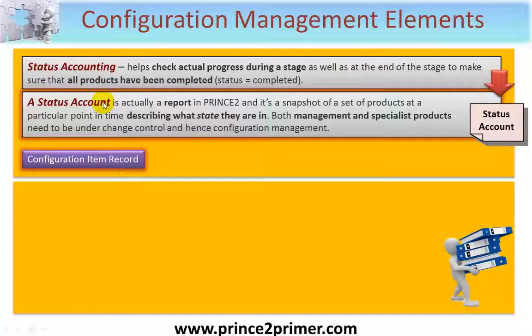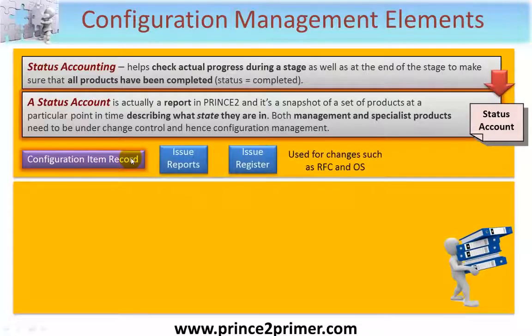Well, if a status account is one particular product within configuration management, another one is a configuration item record. I'll show you what sort of information that has in it. You'd have one of these for each product. Other aspects you need to be aware of, because change control is so closely related to configuration management, are formal issues. You will have the issue register where each issue is placed, and an issue report is created in parallel. And these are used for changes such as request for change and off specifications.